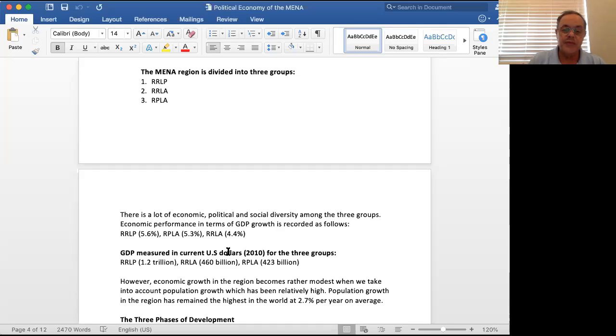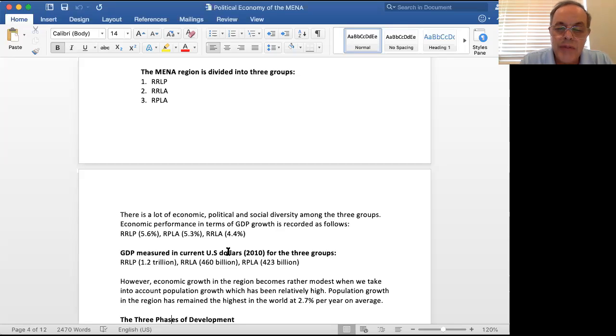labor abundant countries. Okay. Now, if we look at the GDP measured in current US dollars, 2010, for the three groups, you see that the resource rich, now remember, each group has about 6 countries, except the resource rich labor poor, which has 7 countries. But the other ones, they have 6 and 6, which is very close. But look at the GDP of the resource rich labor poor. It's 1.2 trillion.